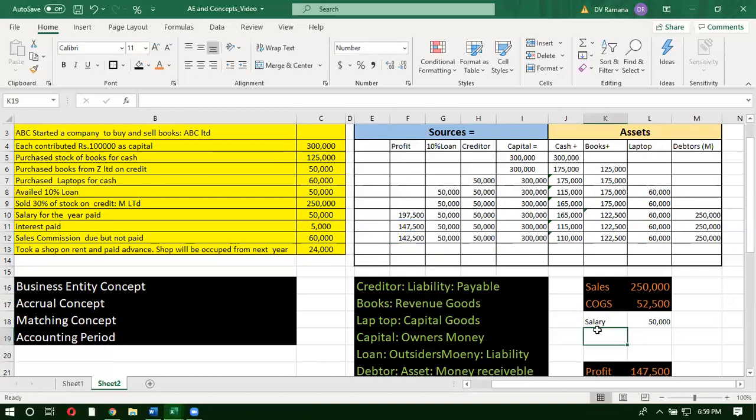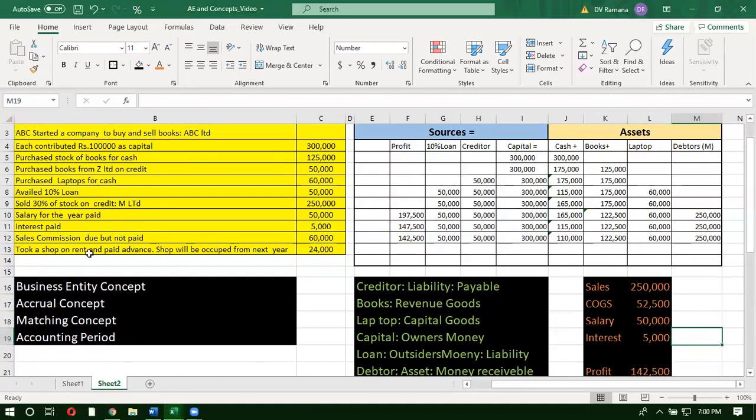Let us put that as interest. Interest is 5,000. So profit is now 142,000. This is just to verify. We will develop this as an income statement later. This is only a working note.